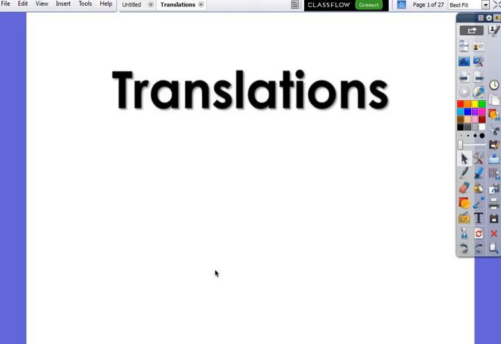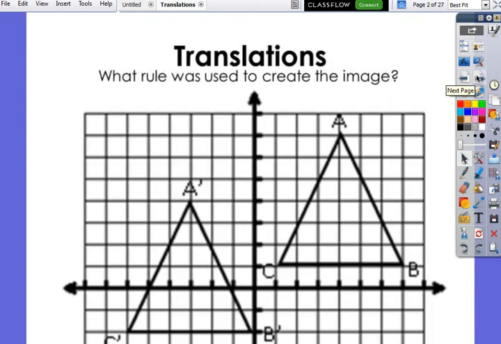On translations, what does a translation do? Slide it left, right, up, down. So if it gives me something like this, I would say, well, here's my A that I start with. There's A prime where I finished.